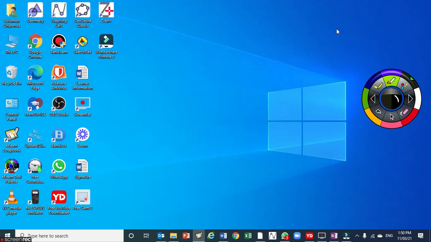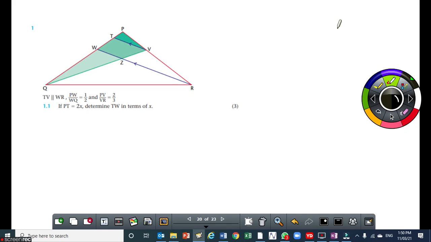Okay, so this question, I want you to do me a favor and make sure you pay attention carefully, because I feel that I'm getting closer to the end of the proportion theorem, because I've discussed all the key concepts with these examples. Right, so you're given TV is parallel to WR.